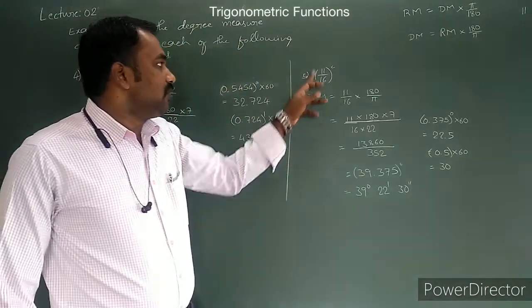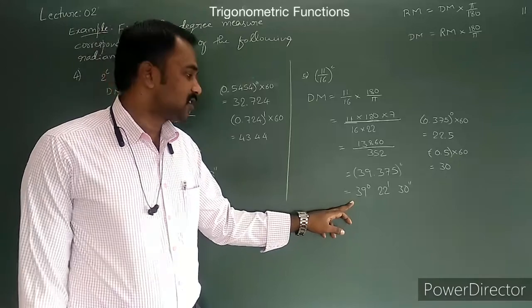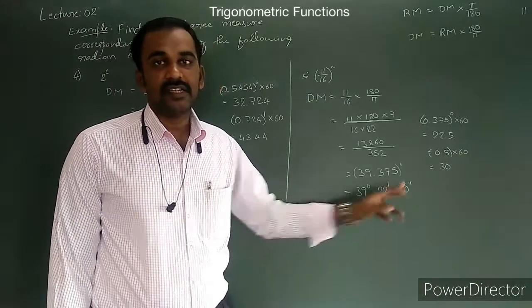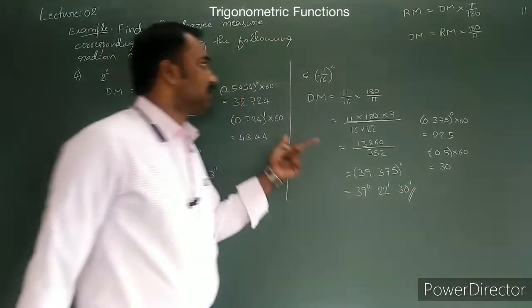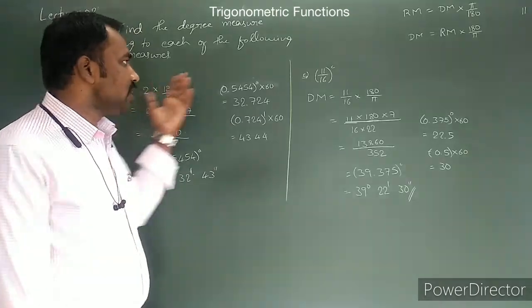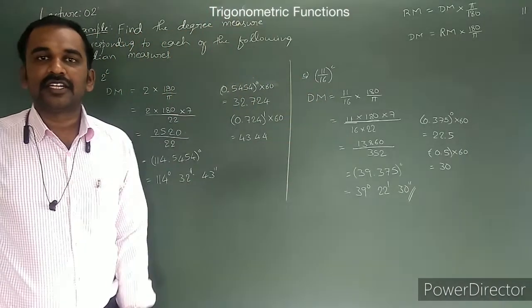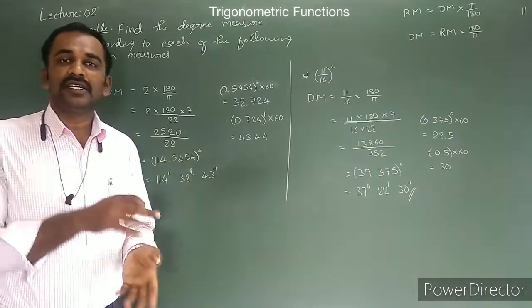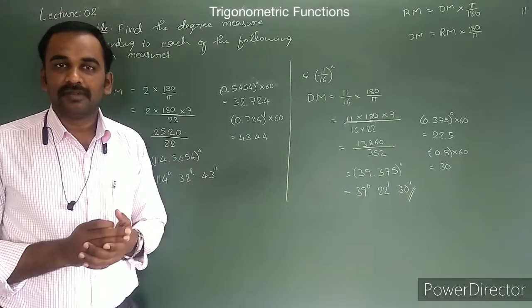Okay. So 11 by 16 radian is equal to how many degrees? 39 degrees, 22 minutes and 30 seconds. So this is a very important type of problem for the 1 mark section. They used to ask to convert the following degree measure into radian measure. Now reverse: they also ask radian measure to degree measure. So let's move to that type of problem.